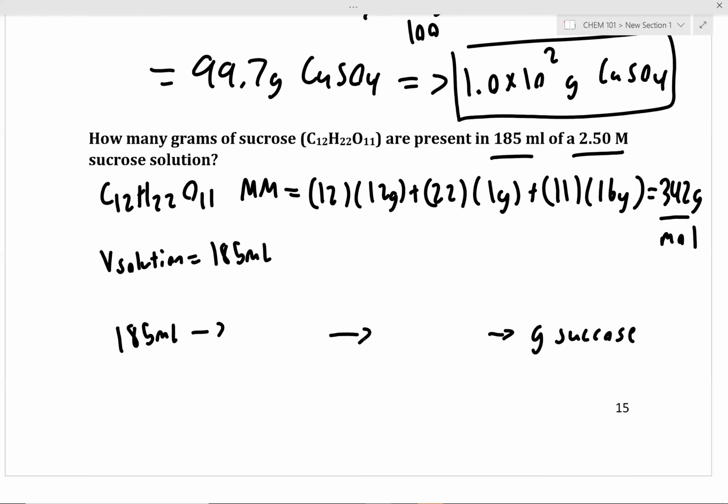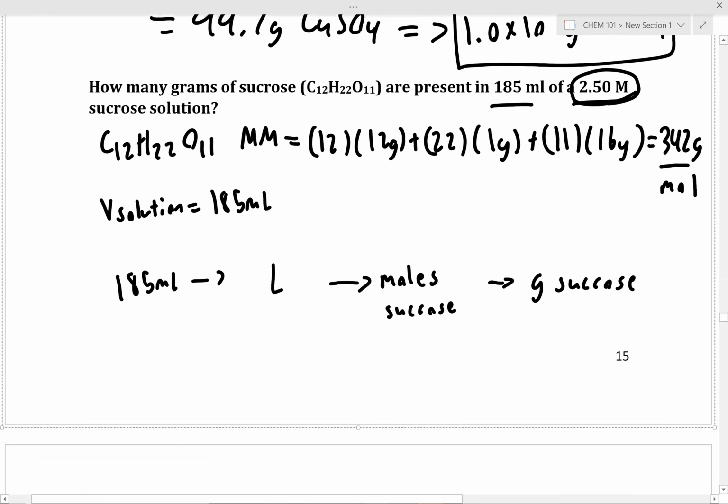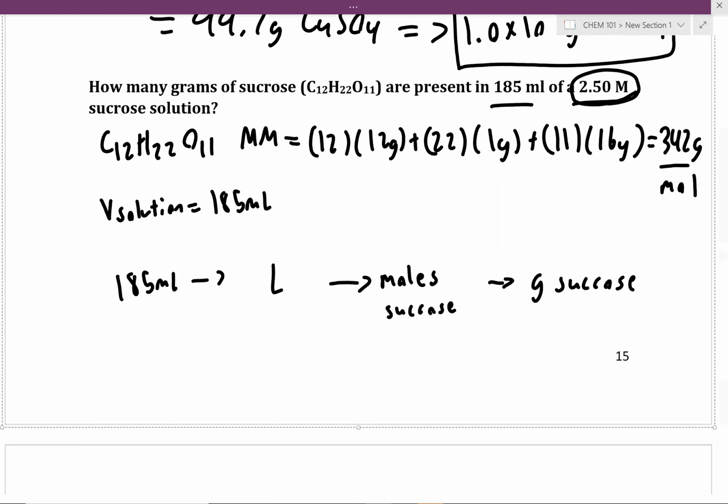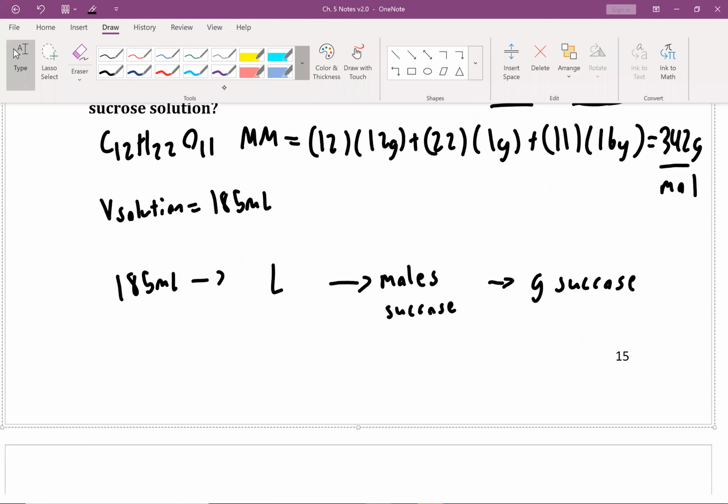Moles, right? So we're going to get the grams of sucrose from the moles of sucrose. And then in order to calculate the moles of sucrose, in order to use our molarity conversion factor, what units does our volume need to be in? Liters. Okay, we now have our solution map in place, so we can now execute on the solution map.